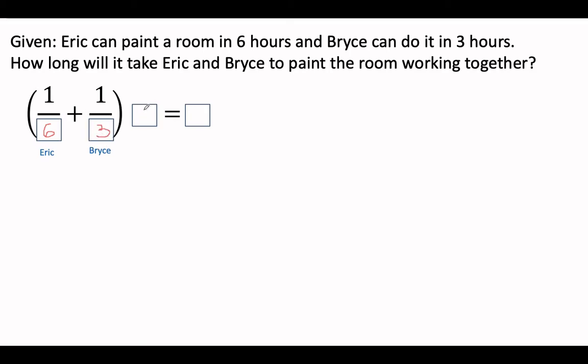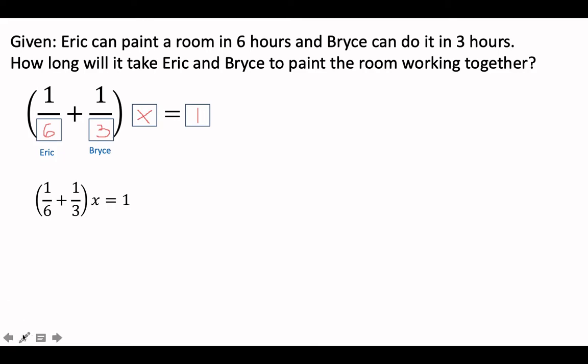Then this third box is the amount of time working together. Since that's what we are trying to find out, we will use a variable x to represent that unknown. Then this fourth box, since they are working on one job, which is painting the room, is 1. Okay, so we'll just simplify this: 1/6 plus 1/3, then times x is equal to 1. Now, as you notice, the working equation is now a rational algebraic equation, so we're going to use our skills in solving this problem.